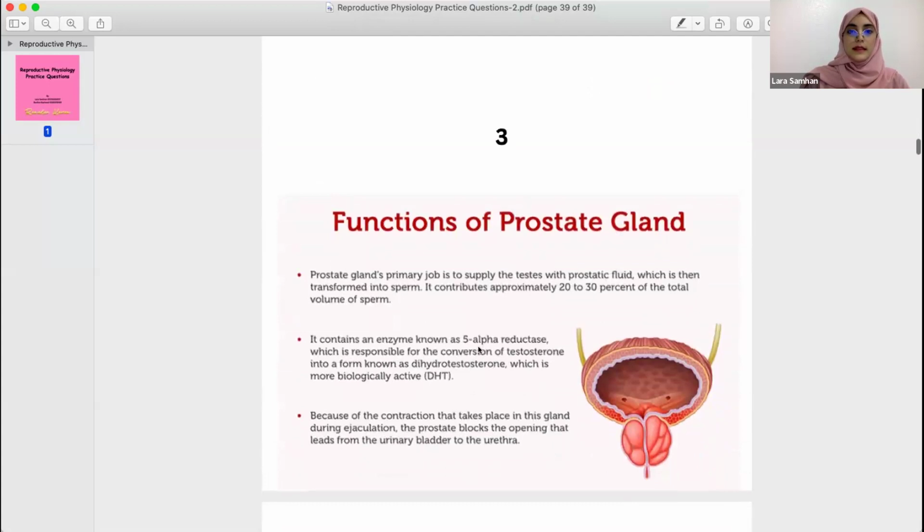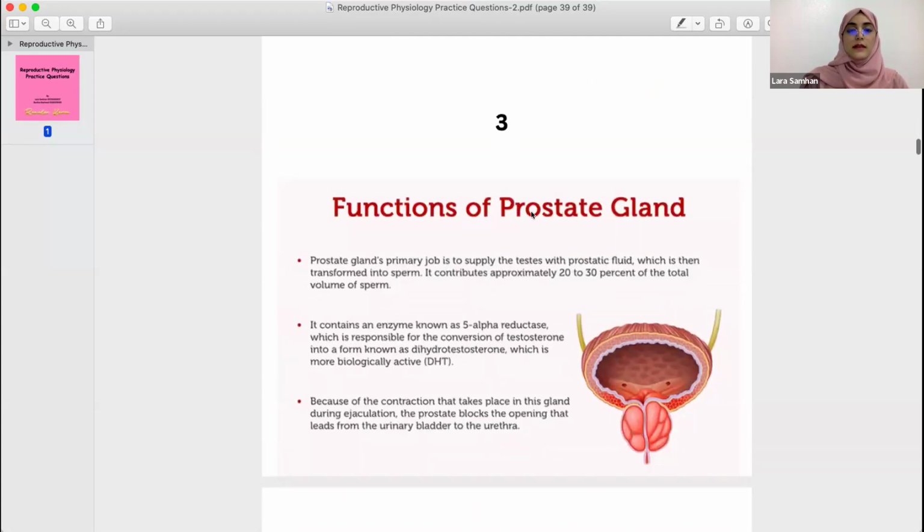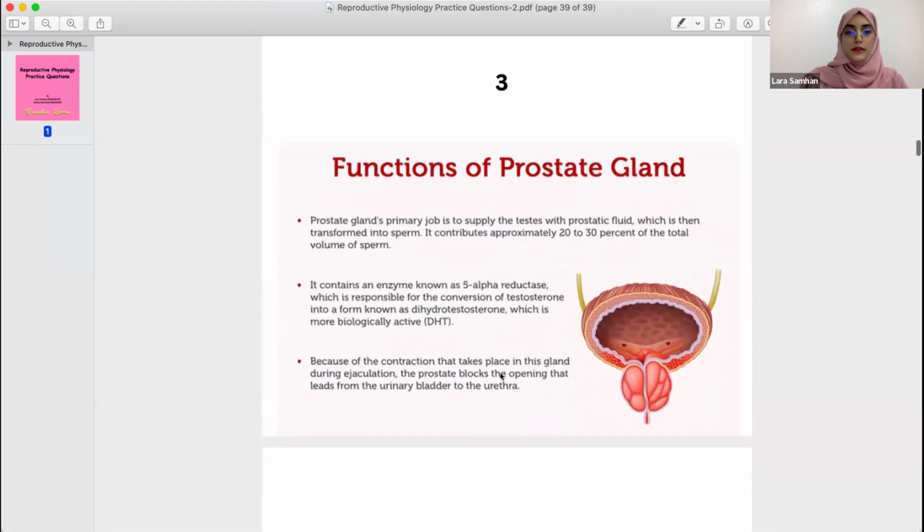Okay, so this slide just shows some of the things that the prostate gland does. And as we said, we have in here the 5-alpha reductase enzyme, which helps the conversion of the testosterone to the DHT, which is the dihydrotestosterone. It also helps in producing the prostatic fluid, as we said, that helps the sperm to live longer, and acts as nutrition for the sperm.